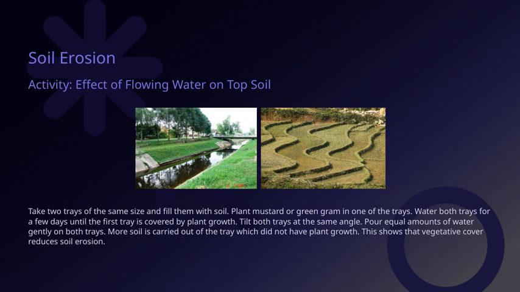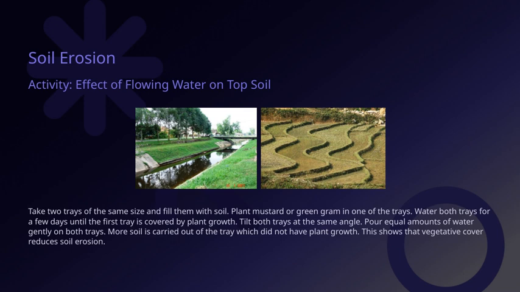Next, I tilt both trays at the same angle and gently pour an equal amount of water over each one. What we observe is that the bare soiled tray loses much more soil. More of it is washed away, compared to the tray with plant cover.